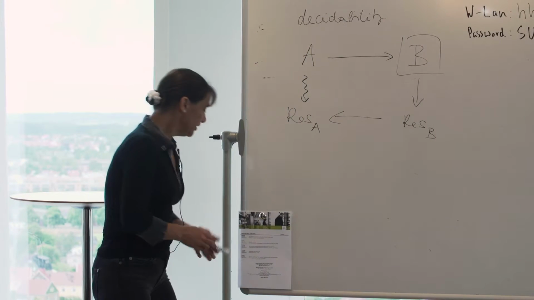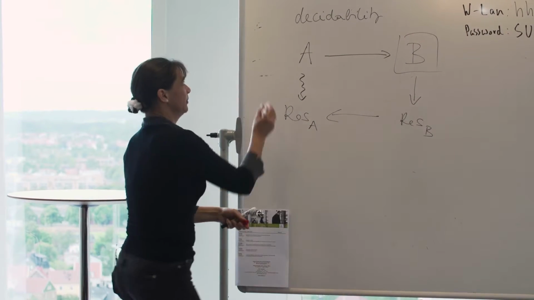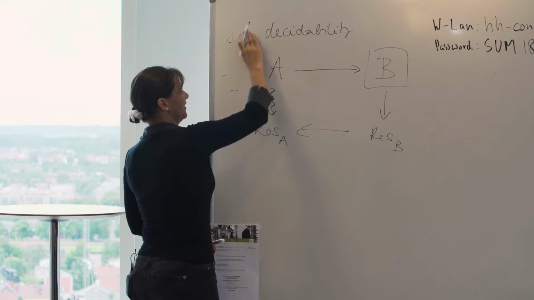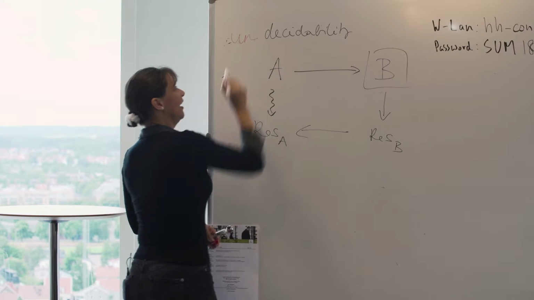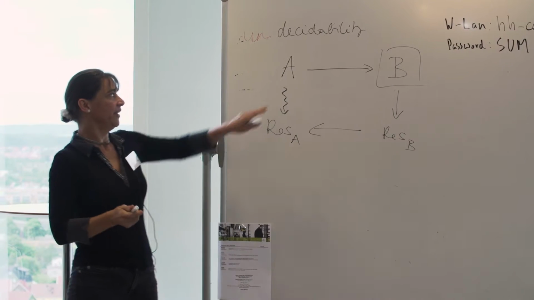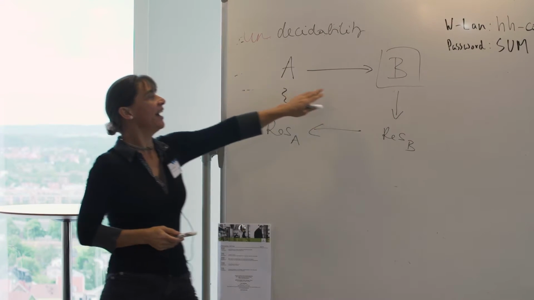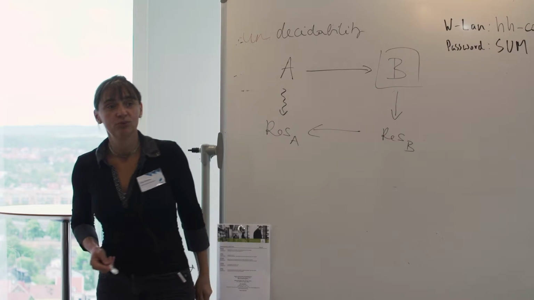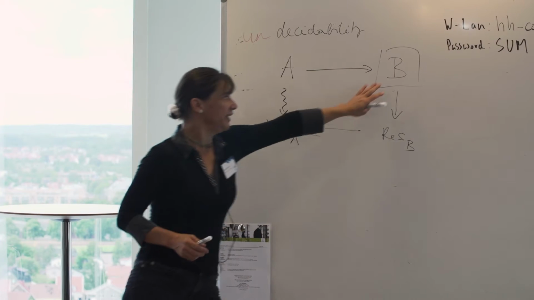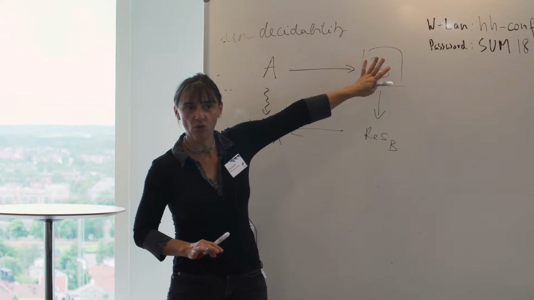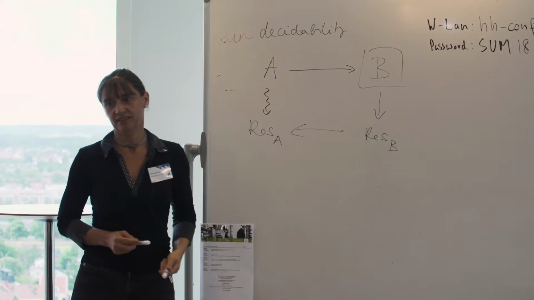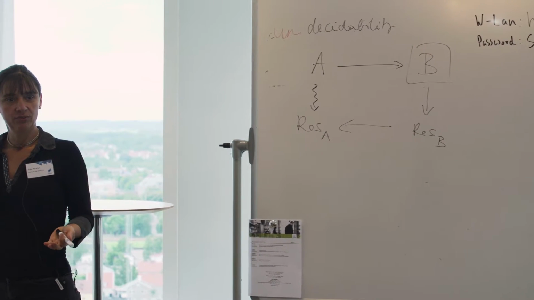Now that is for decidability. What if I want to show undecidability? Okay, it's not so easy. Undecidability of A. And I know that B is undecidable. What do I have to do then? So I know B, there's no algorithm solving all instances of B. And I want to show that A is undecidable. What do I do?